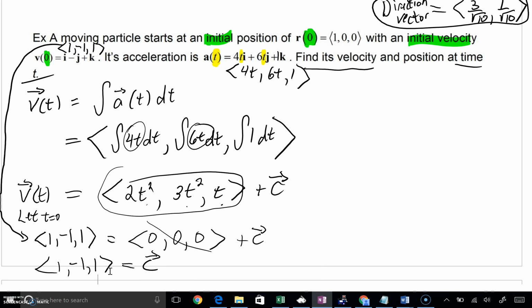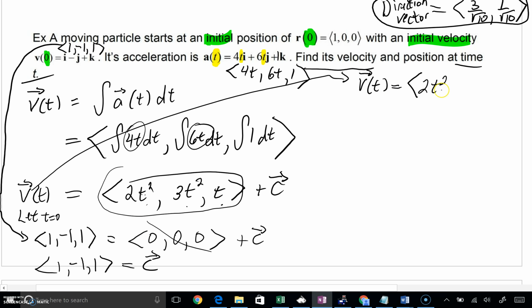Now I'm going to rewrite my velocity vector right up here. But now I'm going to say, you know what? The inside of this vector, the 2t squared, that's where I'm going to be adding a 1. That's my initial condition. Add a 3t squared here, but I'm going to subtract a 1. You can see that was my y constant component that's added in the constant vector. And then I had t. Here's a t plus 1.